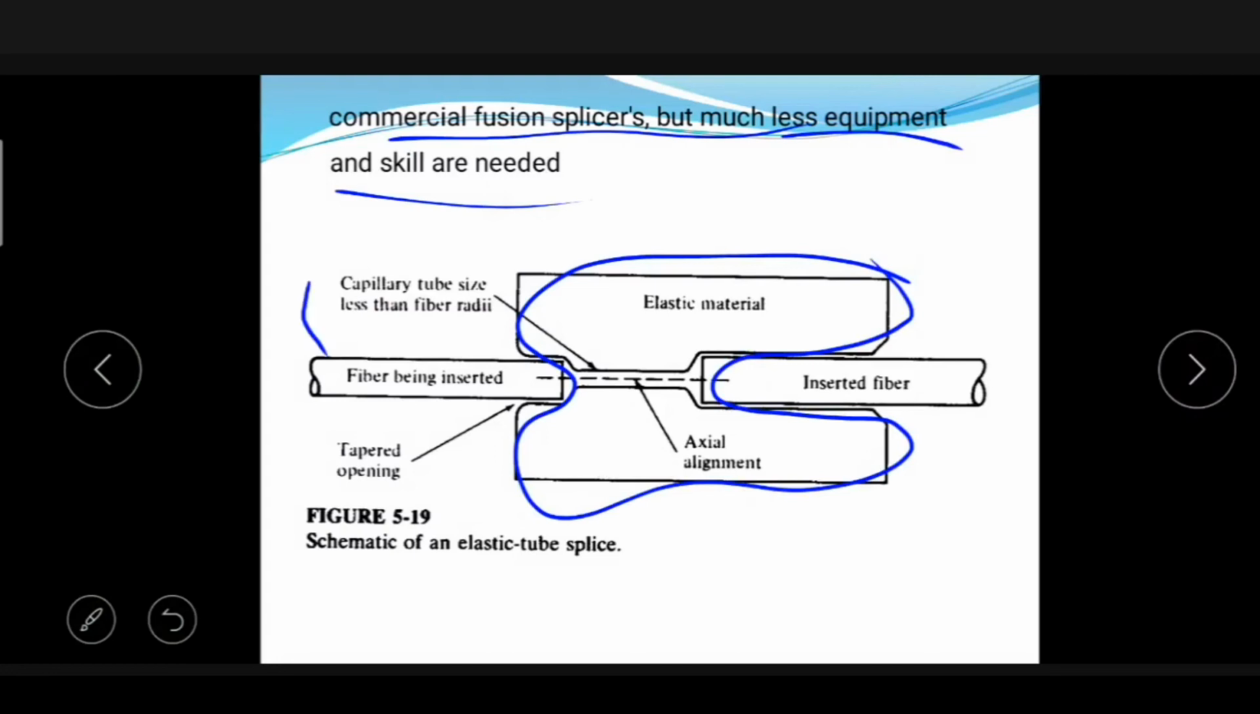So this is the elastic material. This is a fiber inserted. This is one more fiber inserted. So this is the emitting fiber. This is the receiving fiber. And you can see that there is a tapered opening here.